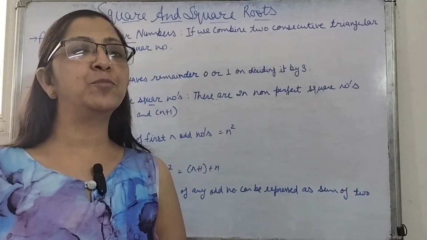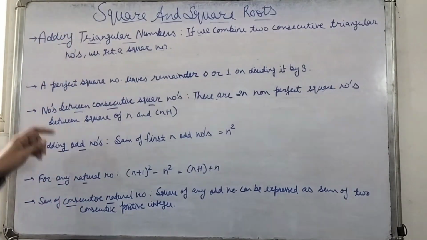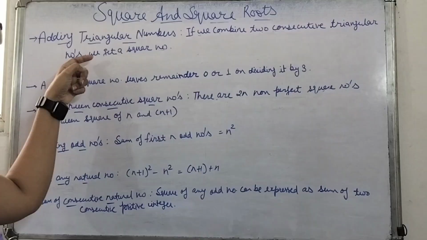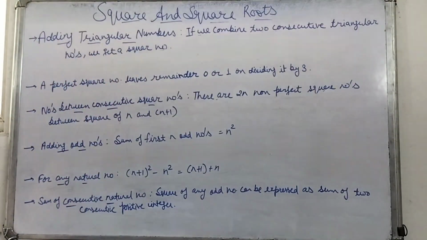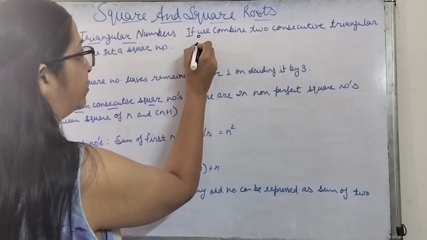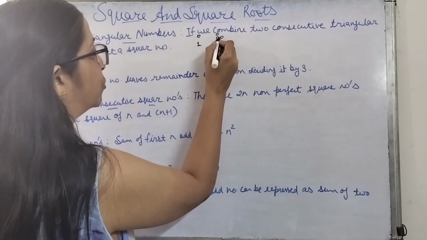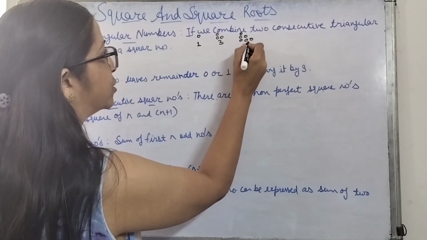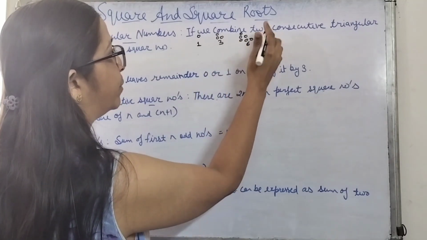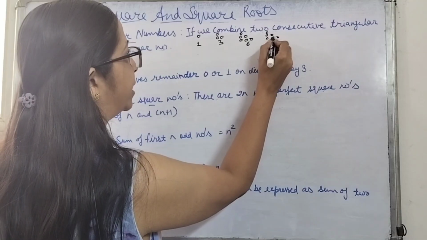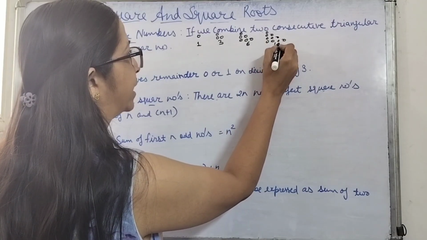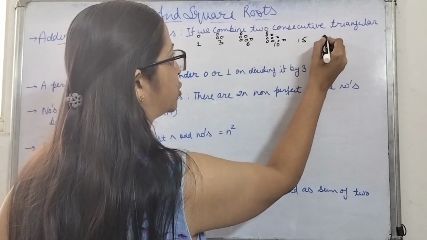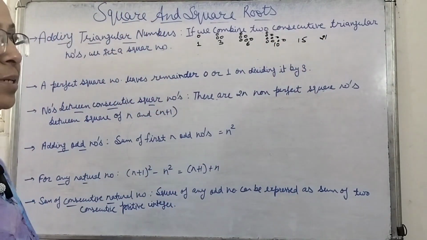Now let's understand some more properties of squares. Adding triangular numbers: if we combine two consecutive triangular numbers, we get a square number. What are triangular numbers? First of all, we take 1. Then to 1 we add 2, so this is 3. Then to 3 we add 3, so it is 6. Then to 6 we add 4, that is 10. Then to 10 we add 5, that is 15. To 15 we add 6, that is 21. All these are triangular numbers.